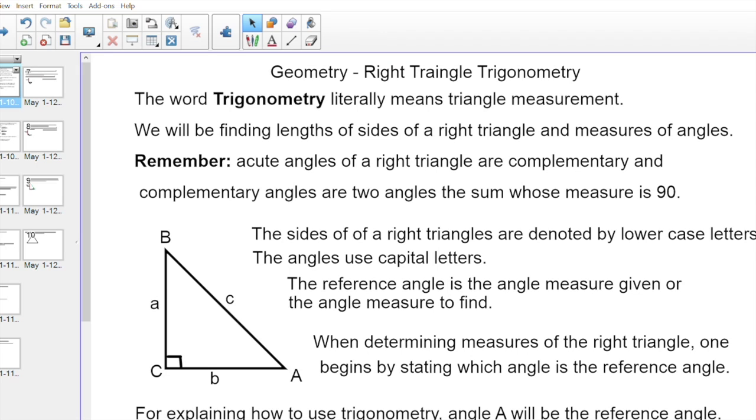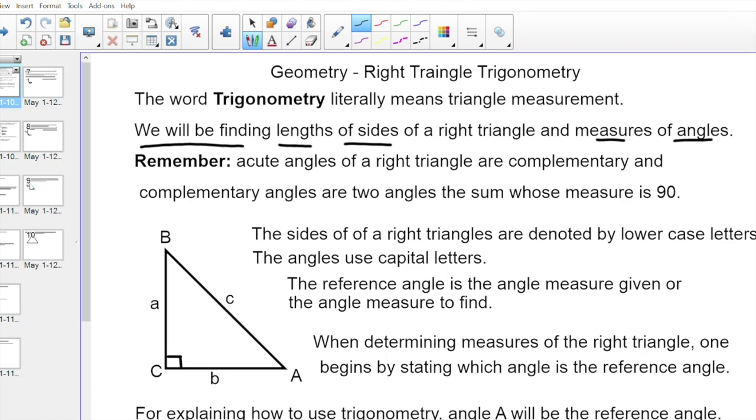The next thing that I want to do in geometry is to study, or go over with you, right triangle trigonometry. Now, the word trigonometry literally means triangle measurement. So what we're going to be doing, using this right triangle trigonometry, is finding lengths of sides of a right triangle and measures of the angles of a right triangle.